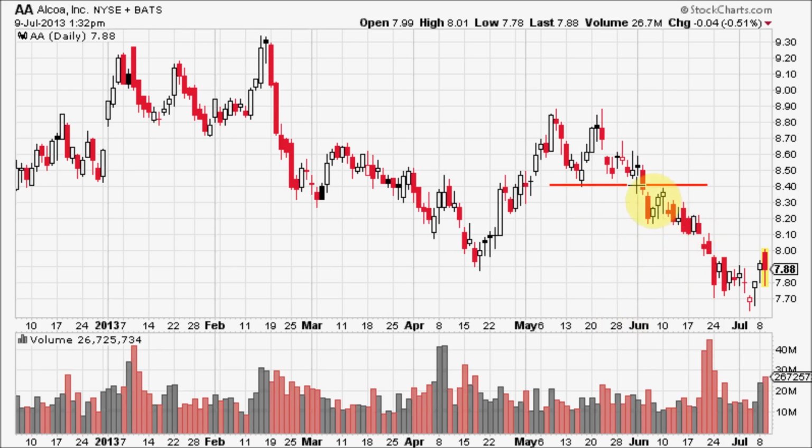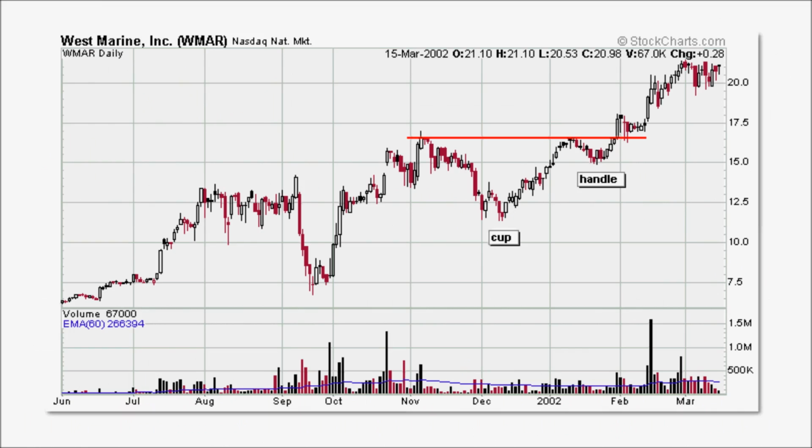As you can see right here, when it broke below support, it fell, bounced back to this level of support, made it resistance, and then broke below this support and fell from about $8.40 down to $7.70 in about 2 weeks. So this is a very effective bear reversal signal.